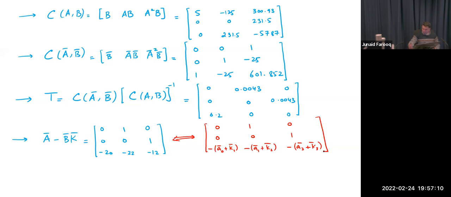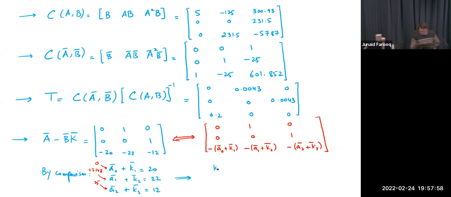Right, so by comparison, basically A0 bar plus K1 bar is 20, A1 bar plus K2 bar is 22, and A2 bar plus K3 bar equals 12. And this was 0, this was 23.148, and this is 25. Okay. So if you use these numbers, you will get your K1 bar is going to be 20, K2 bar is minus 1.148, K3 bar is minus 13.